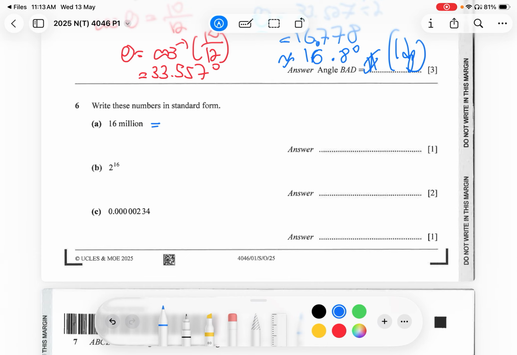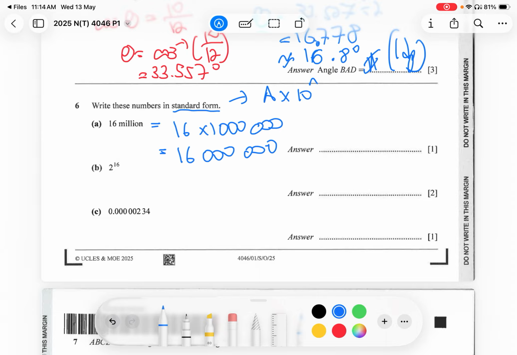So standard form is A times 10 to the power n. So 16 million is 16 followed by zeros. It's generally just 16 and six zeros. So the standard form is 1.6 times 10 to the power 7.